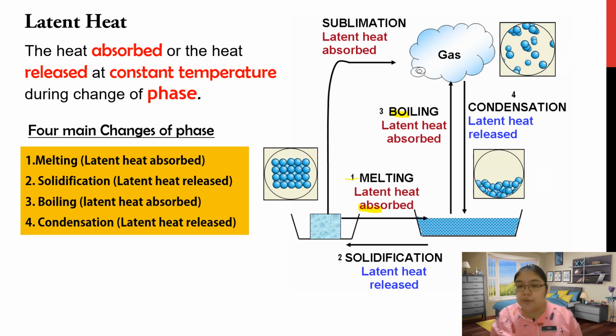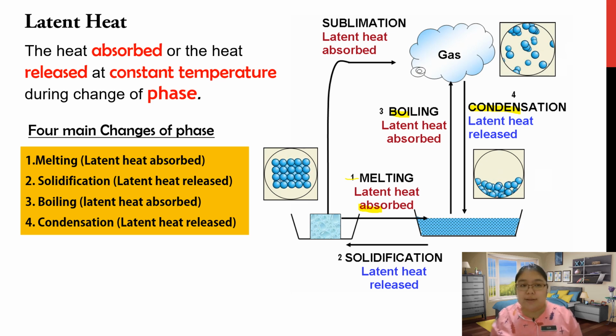Now we go in reverse. From gas, it becomes liquid, we call it condensation. In this situation, the latent heat will be released. Another situation, we continue, liquid goes to solid. This situation we call solidification. Latent heat is also released. One more is an extra: from solid, directly becomes gas. This process we call sublimation. Latent heat is also absorbed.